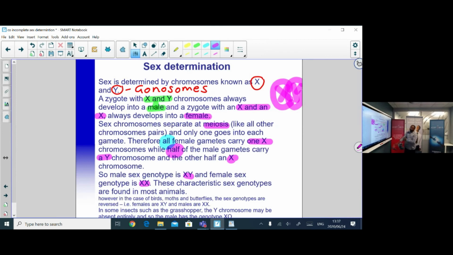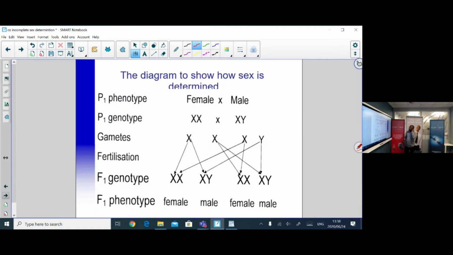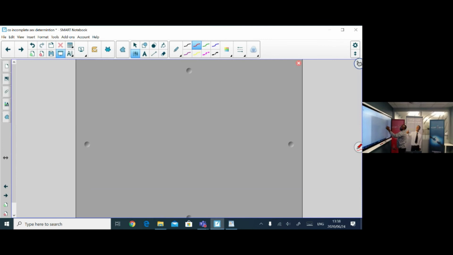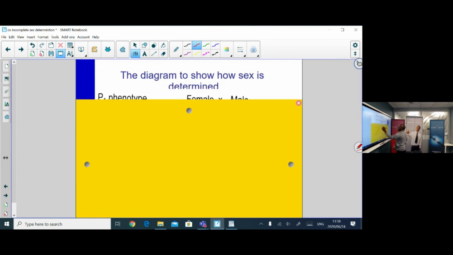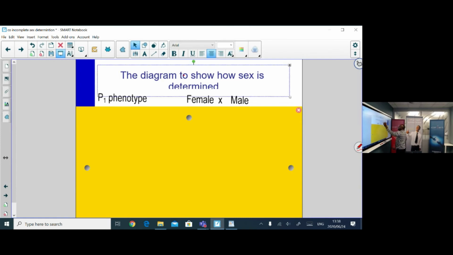I'll end here. Okay, grade 12. So from what we've discussed so far, we say X and X gives you a female. X and Y gives you a male. I've got a diagram on the board, which I want us to look at, how sex is determined.